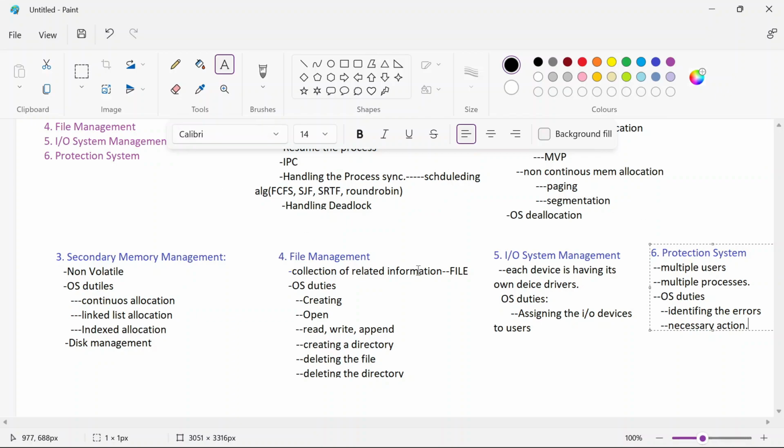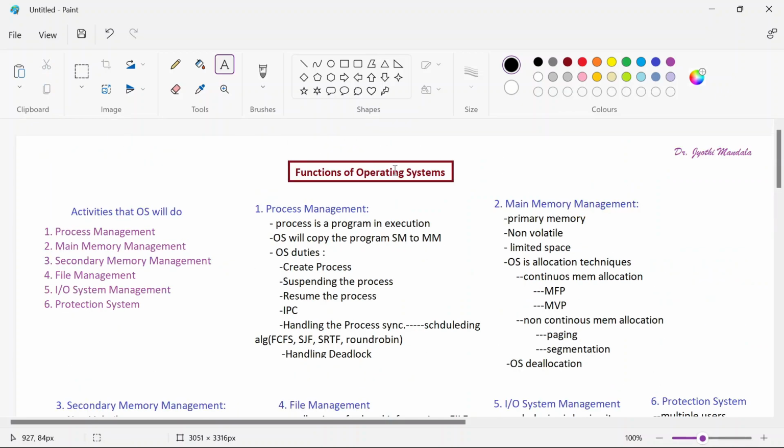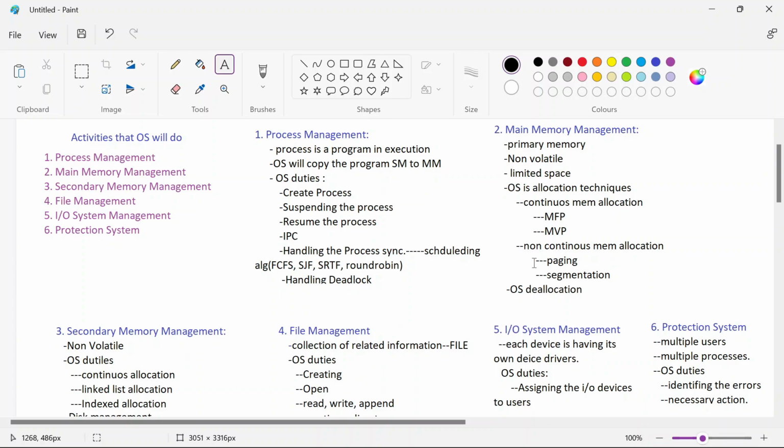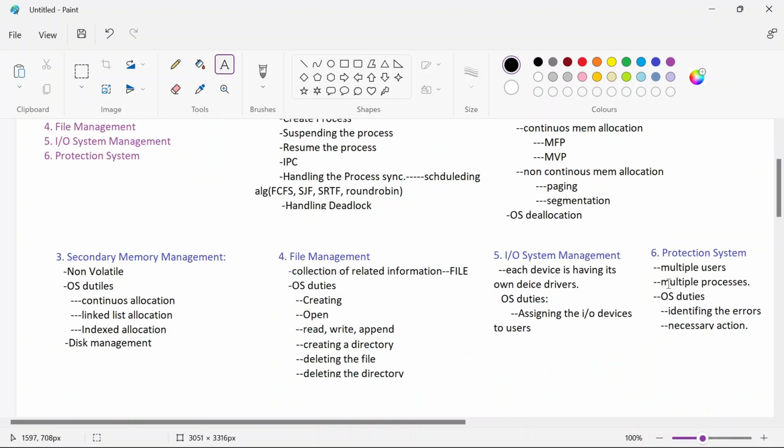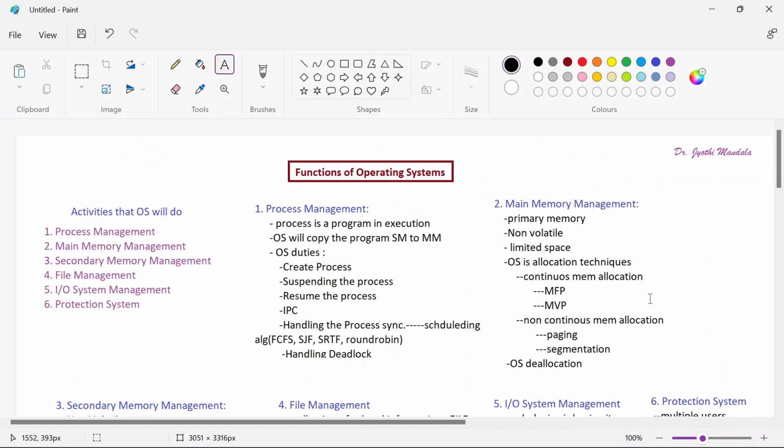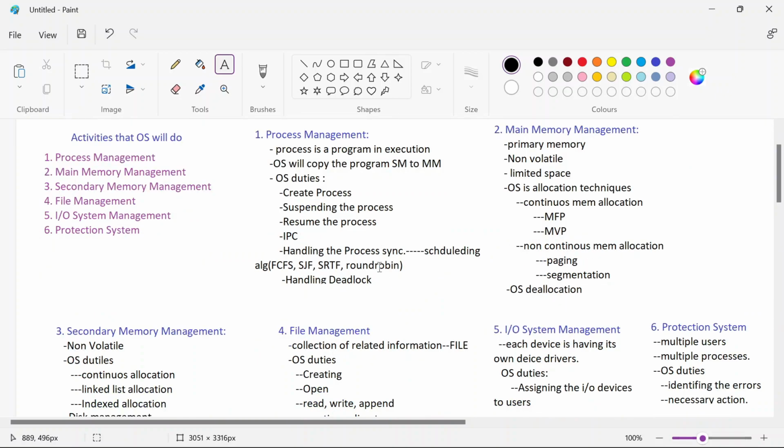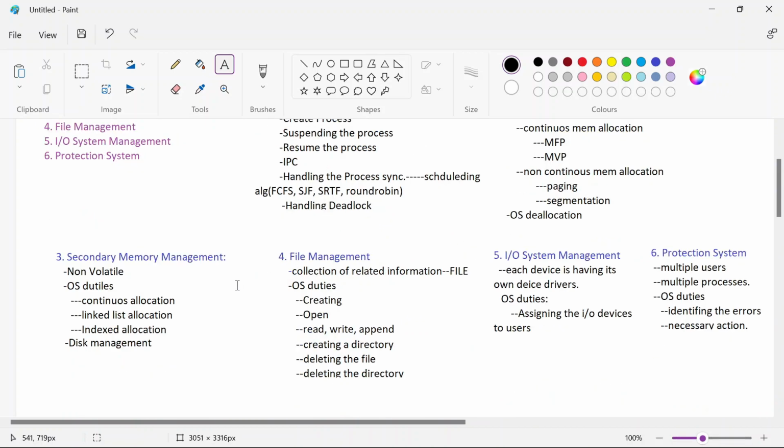So these are all the different functions or components, the activities that the operating system has to take care of for the smooth working of the computer. What are they? Process management, main memory management, secondary memory management, file management, IO system management, and protection system. Each and every activity has its own algorithms and methodologies. In future we are going to learn the different CPU scheduling algorithms, paging, segmentation, continuous memory allocation, and different disk management algorithms.